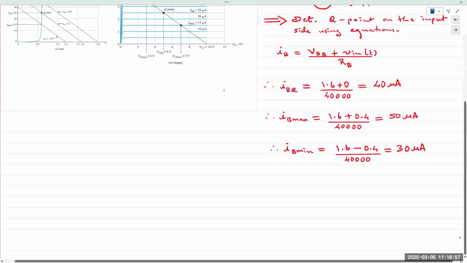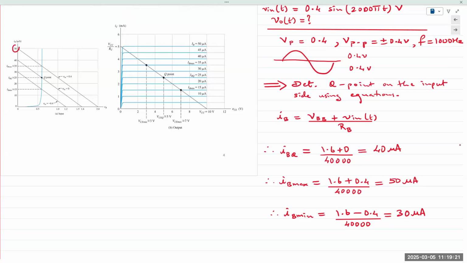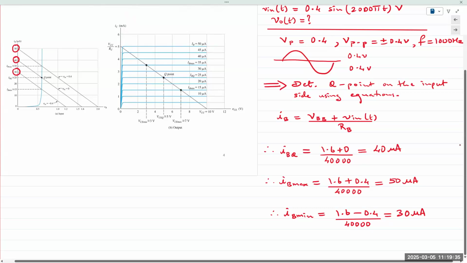So the input side is always base current as a function of the base voltage. IB on the y-axis, VB on the x-axis. Because the base emitter junction is forward biased, it looks like a diode curve. So I found three values of IB. Those three values, if you look at the input characteristic, correspond right here: 50, 40, and 30 on the left, plotted on the load line. So those are the three points on the load line. Make sense? Hopefully.